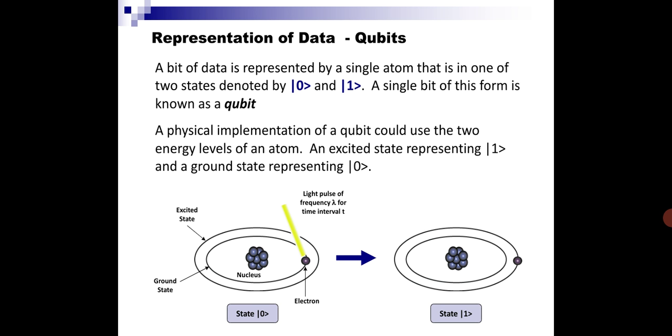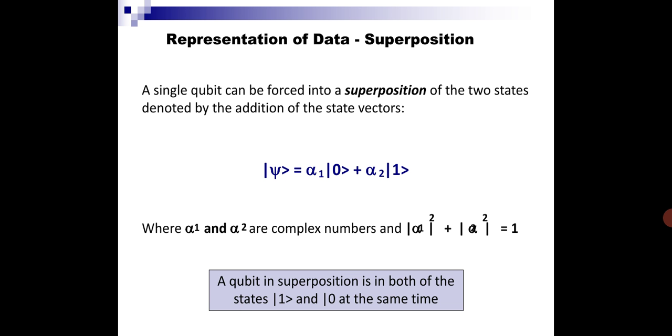A physical implementation of a qubit could use the two energy levels of an atom, an excited state represented by logic 1 and the ground state represented by logic 0. Now in the left hand side figure, you may see there is a nucleus and an electron revolving in its orbit. Consider that we give external energy to this electron, so the electron will be shifted to the excited state. A light pulse of frequency lambda for time interval t shifts that electron to the next level, and that will be logic 1. Now, the state logic 0 and state logic 1. Is it clear?